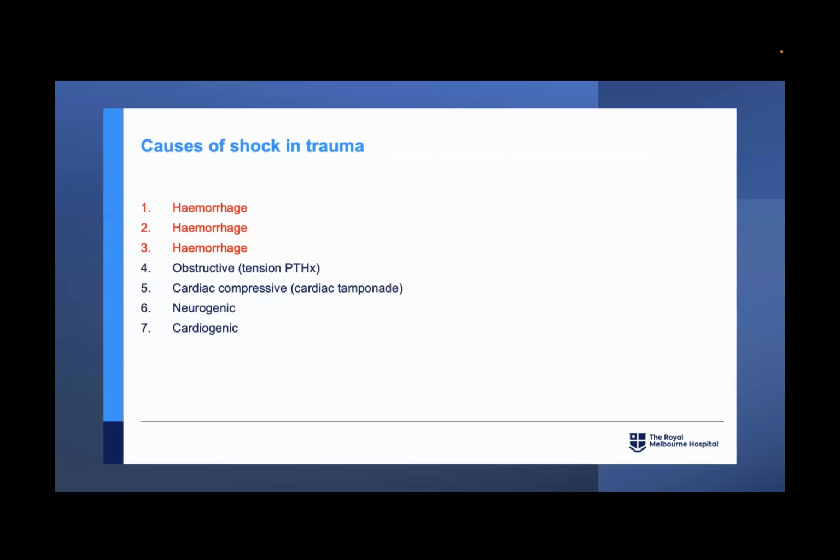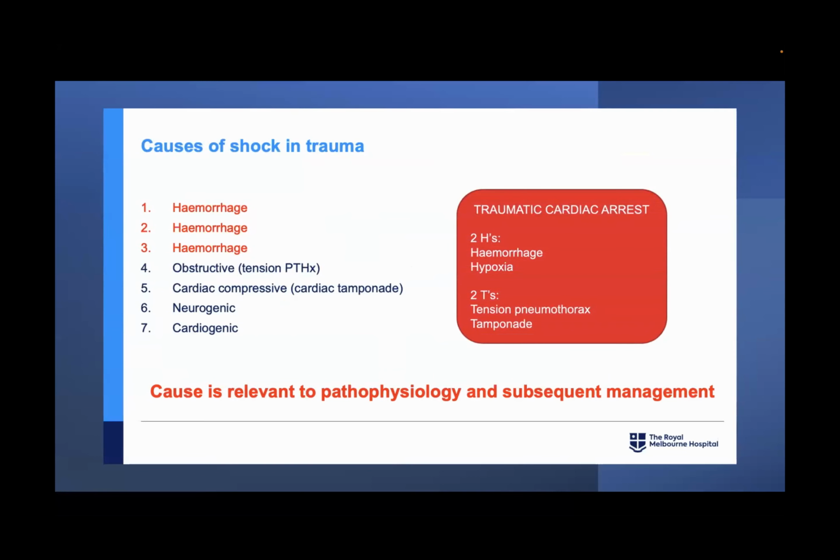Now, I don't need to preach to this audience that shock in trauma is most commonly due to hemorrhage. However, it is important to consider other causes of shock, as this has relevance to our management of these patients. And this is borne out in our approach to the way we treat patients who arrive in traumatic cardiac arrest, which really does address multiple causes of arrest, including the main causes of shock being hemorrhage, tension pneumothorax, and less so tamponade.